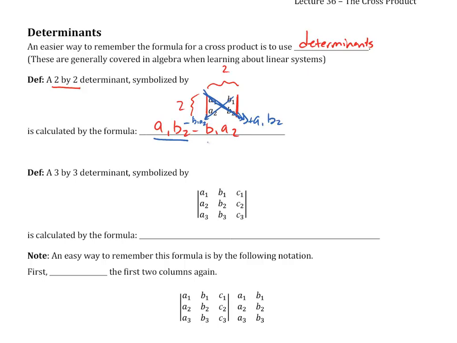A1B2 is the forward diagonal. B1A2 is the back diagonal. And so anytime you want to find the determinant of a 2x2 matrix, you take the forward diagonal minus the back diagonal. Forward diagonal minus backwards diagonal.